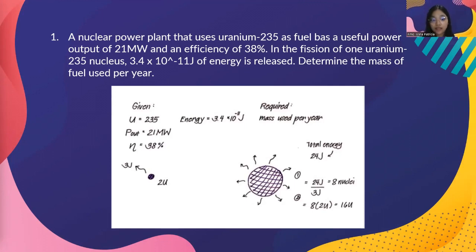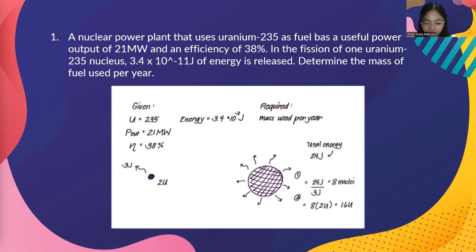So that is not our power output because our unit here for the 3.4 times 10 to the negative 11 is in joules. So our required is to find the mass used per year. So it's said per year, so that means we are given a time of 1 year. Okay, so before we go and find the mass of the fuel used per year, let's look at this example here below, the drawing.